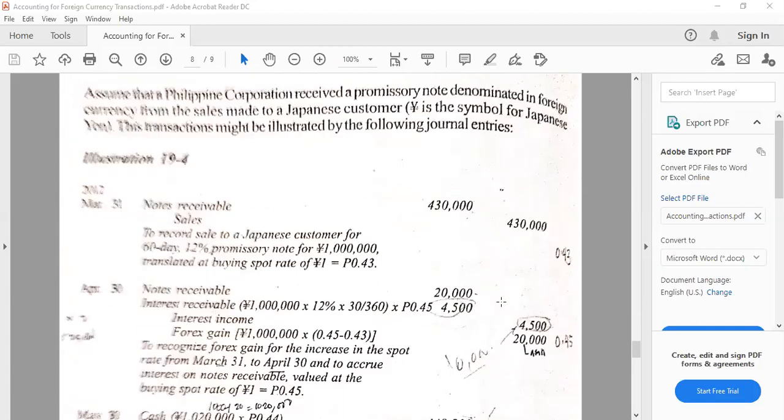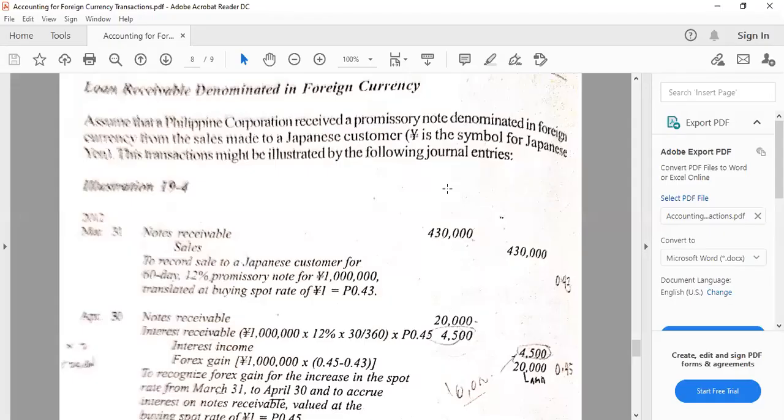On the other hand, for a loan receivable, in the illustration, although it is not stated in the problem, we just have to think of the opposite. If this is a loan receivable denominated in foreign currency, we are now on the part of the seller, and we think again of the sales and the receivables. So to begin, this is May 31, the transaction or contract date, so the date of perfection. The contract is good for 60 days with 12% interest, and this is the exchange rate: 1 yen is equivalent to 0.43 pesos.